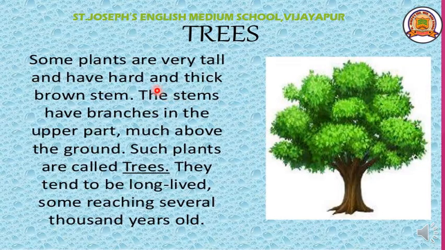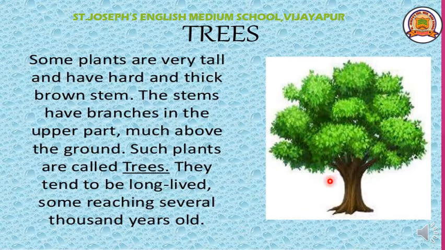Next, coming to the trees. Some plants are very tall and have a hard and thick brown stem. The stems have branches in the upper part, much above the ground. Such plants are called trees. They tend to be long-lived, more than 200 years, some reaching several thousand years old.